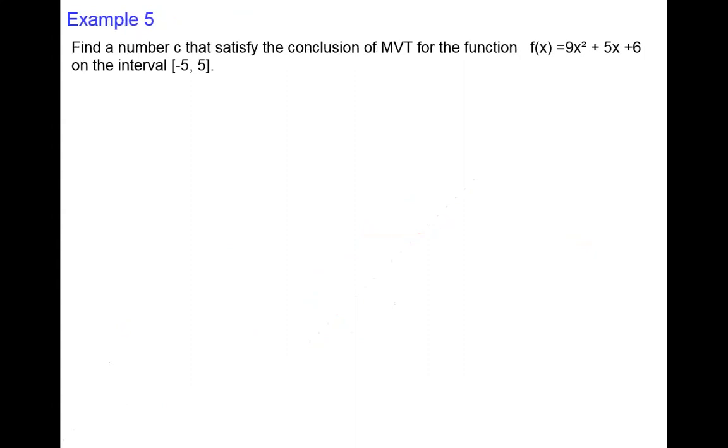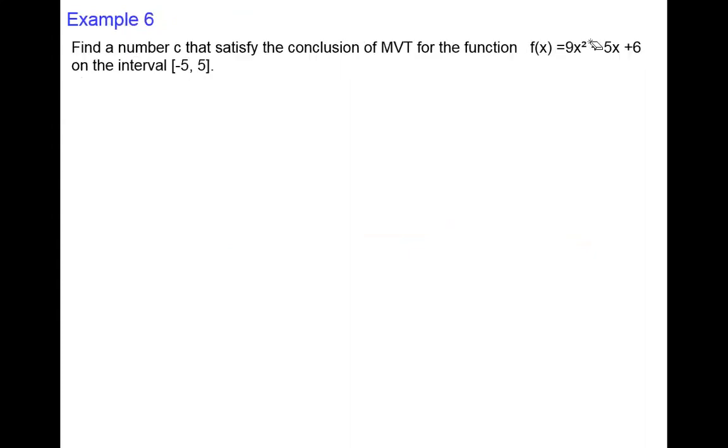That's a typical quiz question. You can try to solve it, or we can solve it together, of course. If you're watching later, maybe you can pause the video, try to solve it, and then compare to my solution. Find the number c that satisfies the conclusion of the mean value theorem for the function 9x squared plus 5x plus 6 between negative 5 and 5. There's almost nothing to check because the function is continuous and differentiable.